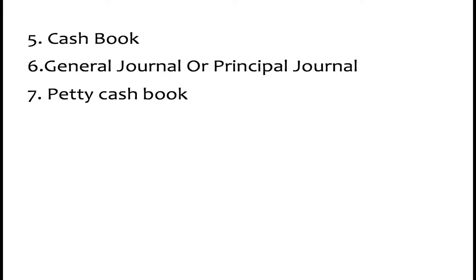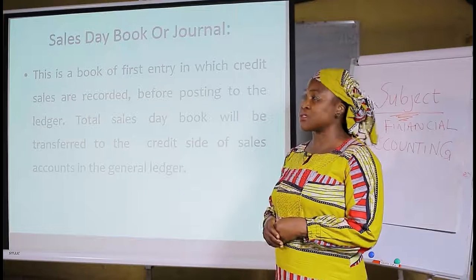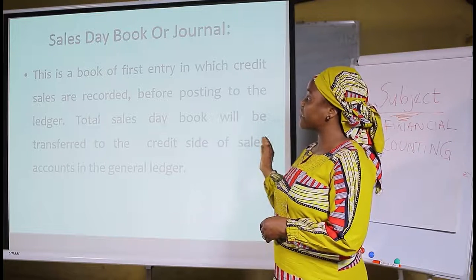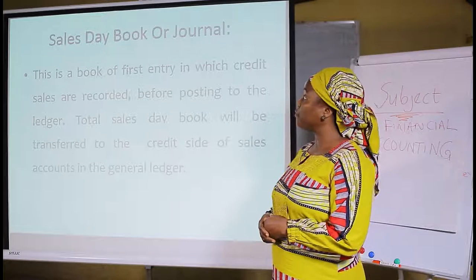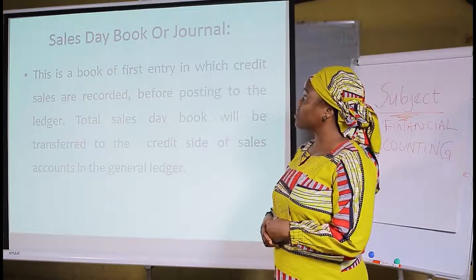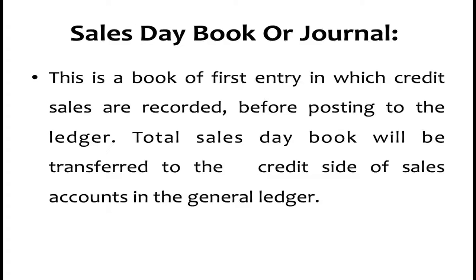I have listed these divisions. I am going to take a brief explanation and give examples in following. Number 1 is the sales day book, or we say the sales journal. This is a book of first entry in which credit sales are recorded. A sales day book is used in recording credit sales before they can be posted into the ledger.